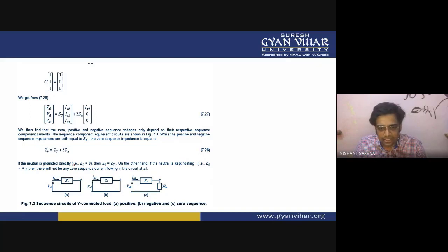So if the neutral is grounded directly, it is solidly grounded, then we know that Zn, the ground impedance, would be equal to 0. Then in that case, your Z0 will be equal to Zy.